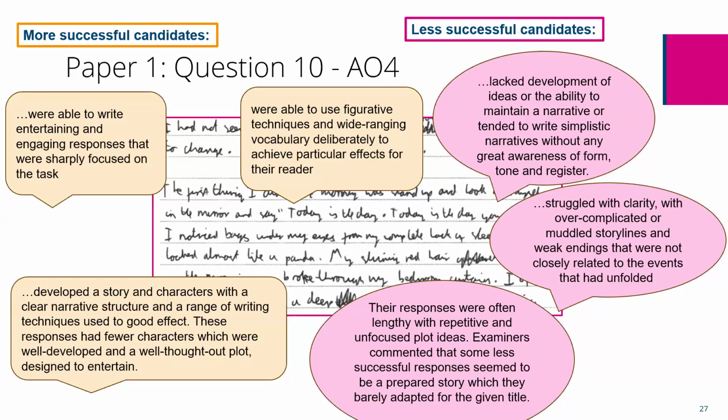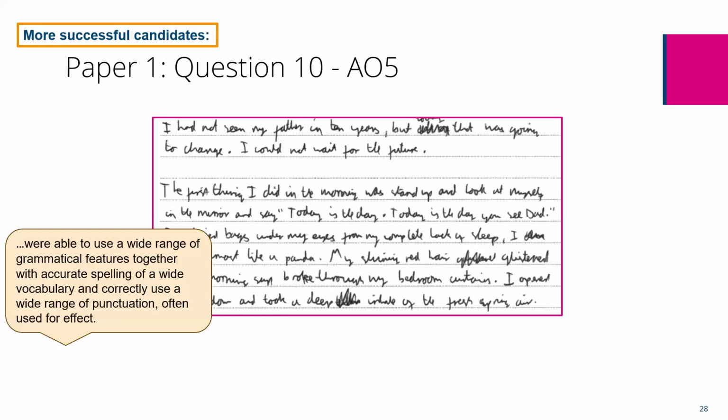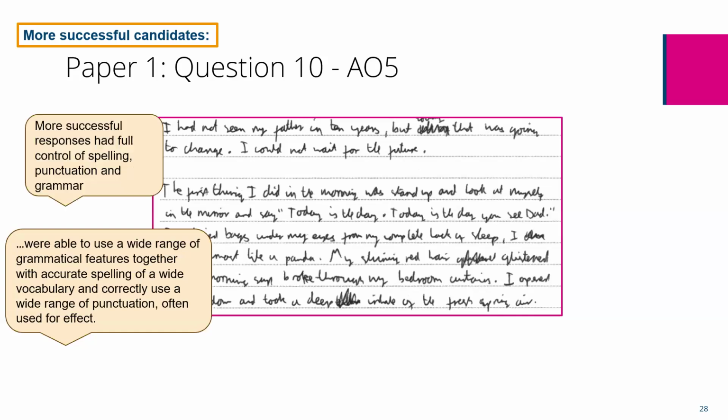And for the AO5, again, we're looking at the examiner report pages 51 to 53 here. The more successful candidates were able to use a wide range of grammatical features together with accurate spelling of a wide vocabulary and correctly use a wide range of punctuation, often used for effect. More successful responses had full control of spelling, punctuation, and grammar.